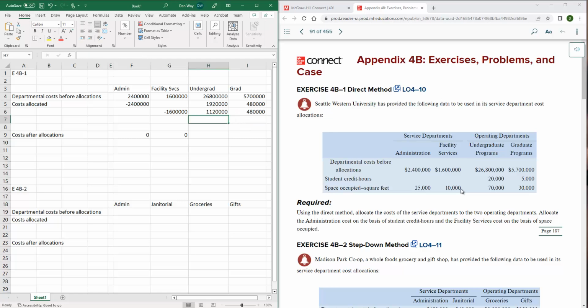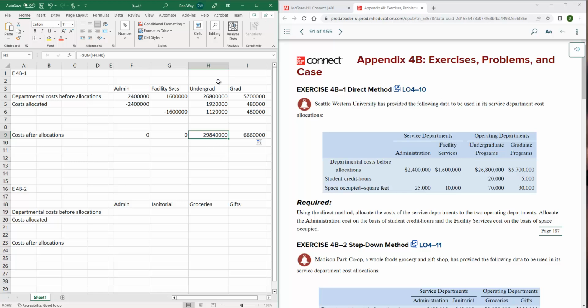And there we are. Okay. We'll double check our total here. Yeah, we've got 1,600,000 allocated there, so we're good to go. And then let's get totals now for the total costs after allocation in the undergrad and the grad program. So I'm going to use the little sum function here in Excel, and then I'm going to drag that across to the grad programs.